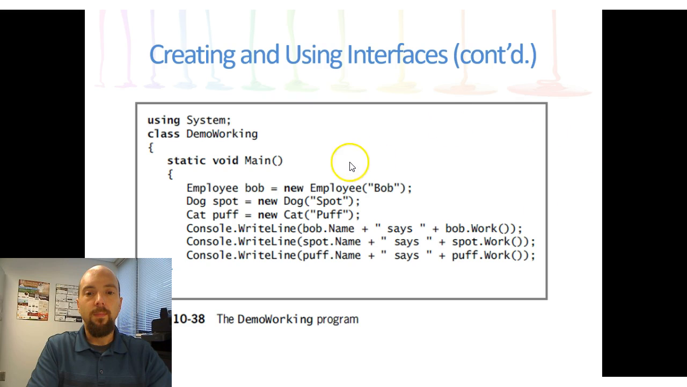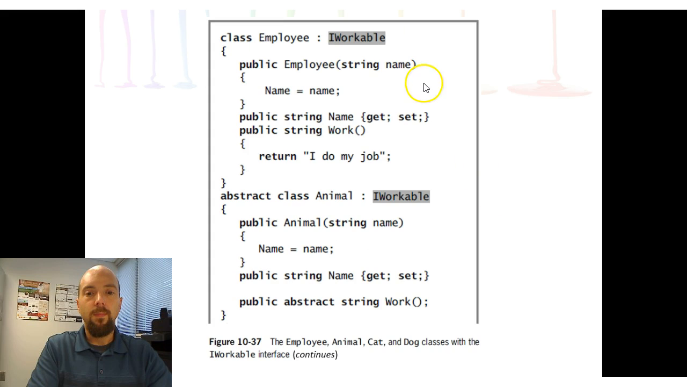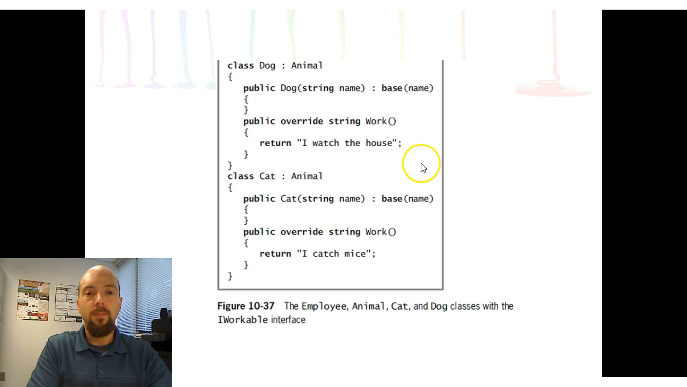All right, so what we can do then is create a new employee called Bob. We send in Bob as part of our constructor for it. We have a new dog called Spot, and we send in the word Spot for our constructor for the dog. And then we create a new cat, and we send in Puff for the constructor for it. So now Bob.name will actually list Bob's name, which is Bob here. And then it says Bob.work. Well, what does Bob.work do? Bob.work says, I do my job.